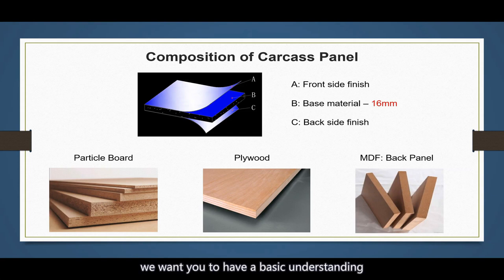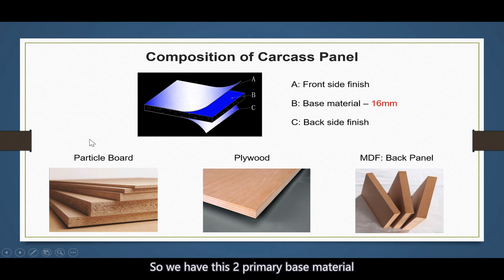Before we move on to the carcass materials, we want you to have a basic understanding of what's being used to make our carcass. We start from the composition of our carcass panels. It's similar to what we defined as laminate panels in the previous door panel sections. All the carcass materials are produced this way. We have a base material and two sides of finishes, the front side finish and the back side finish. The special part of the carcass is that it is relatively thin. The thickness of the base material is 16 millimeters, compared to the standard thickness of our doors. After being covered by the finish, its thickness ranges from 18 to 21 millimeters.